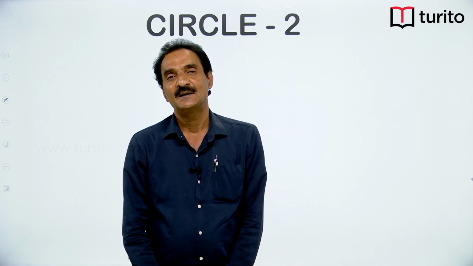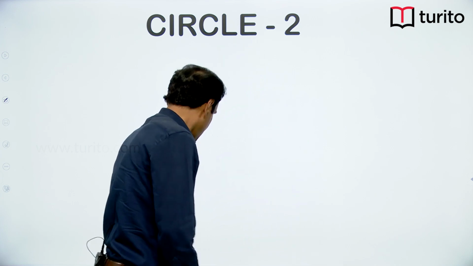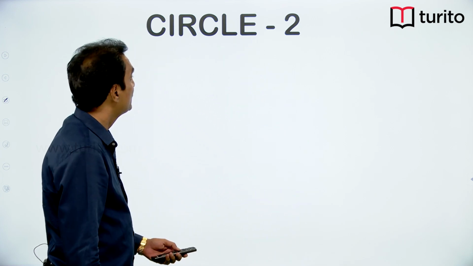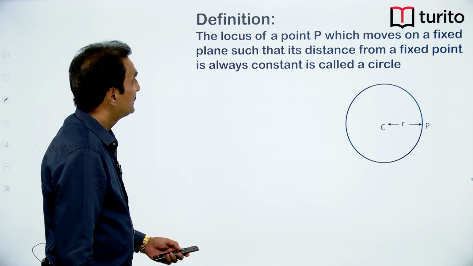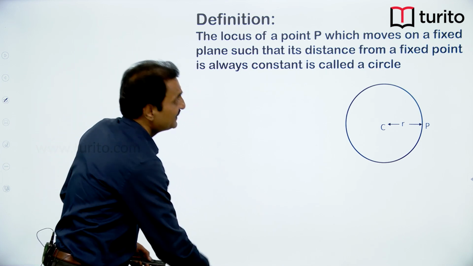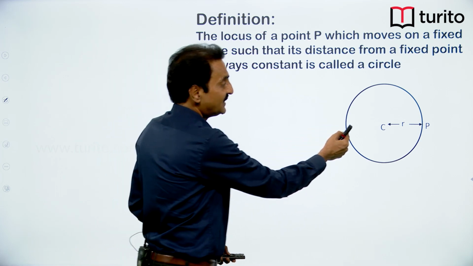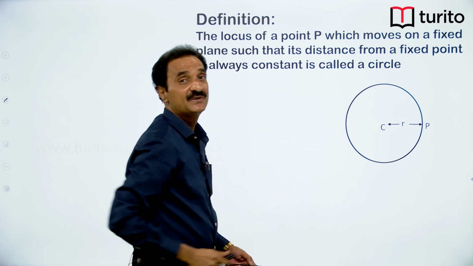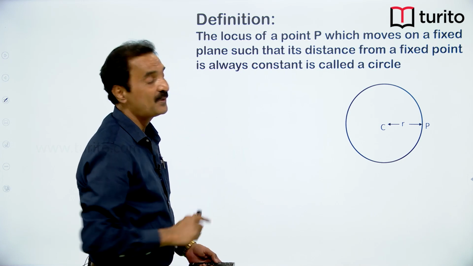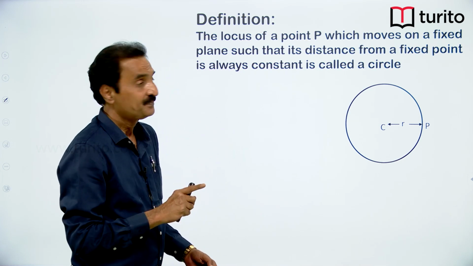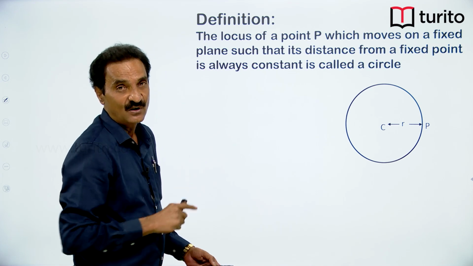Today we are going to start the second day of circles, and before starting, let us have a quick look at the points discussed in the last class. We discussed the definition of a circle: the locus of a point P which moves at a fixed distance R from a fixed point C is a circle. R is called the radius, and C is called the center.